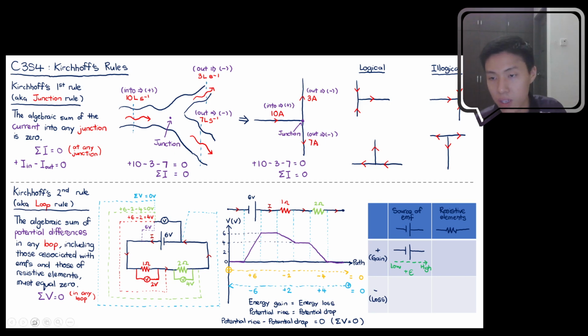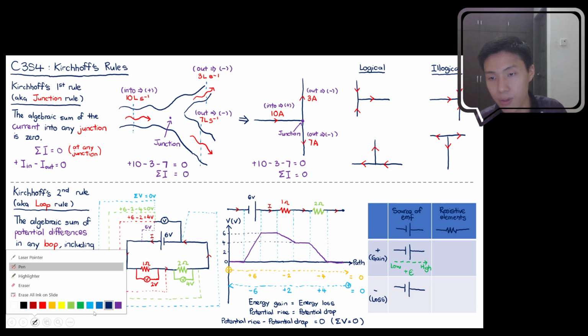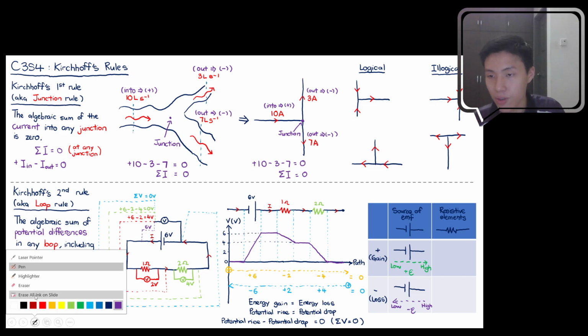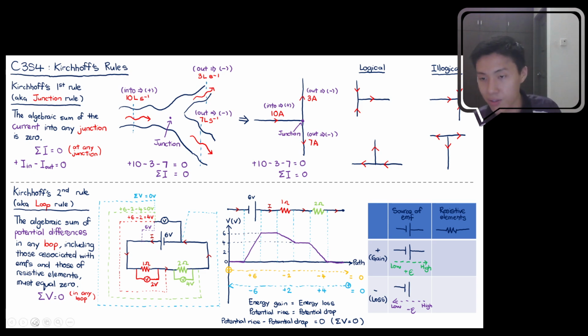Okay, but on the other hand, if today I analyze it in the opposite direction, it's still the same arrangement of battery, but instead of analyzing it from left to right, let's say today I'm analyzing it from right to left. Then right now I'm going from high to low. So going from high to low is a loss of energy. That's why this one should be negative epsilon.